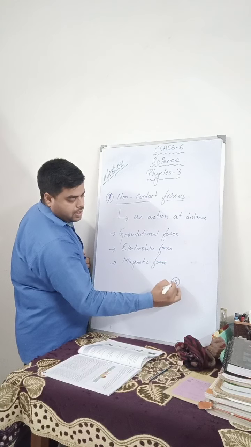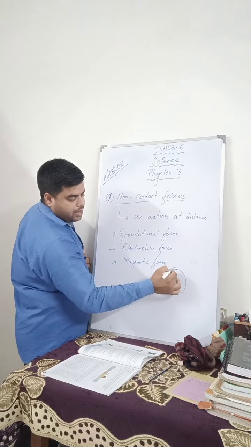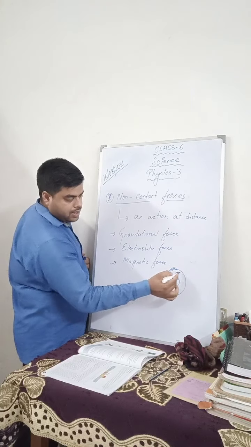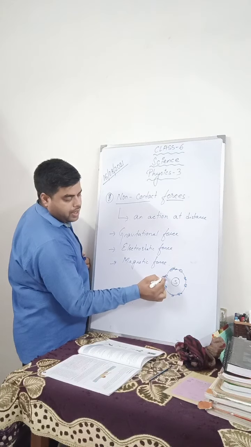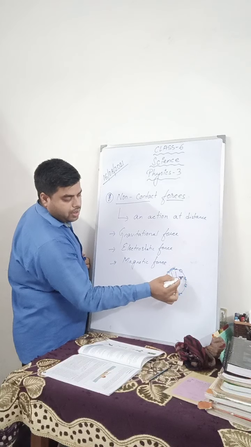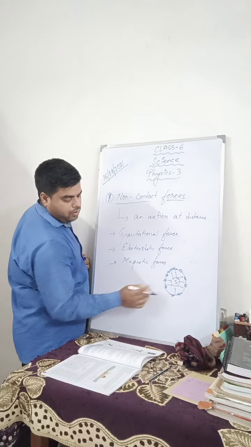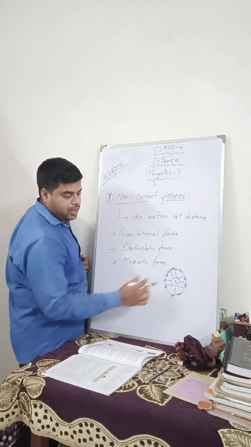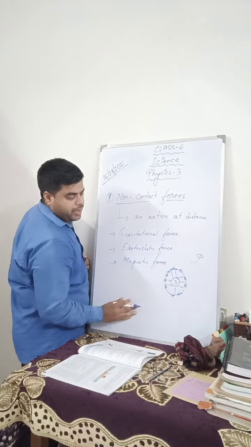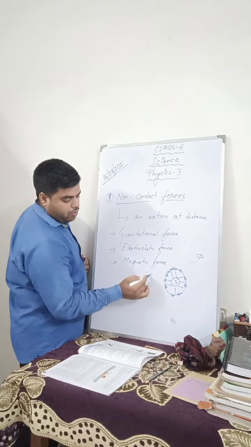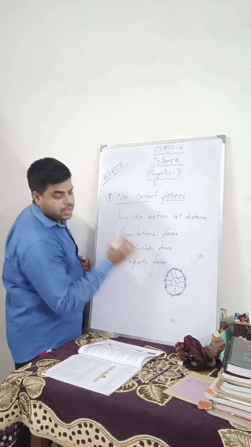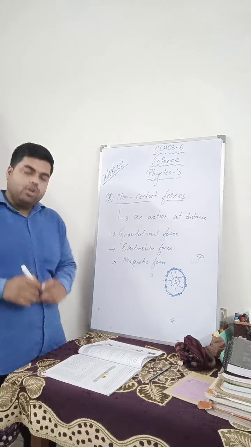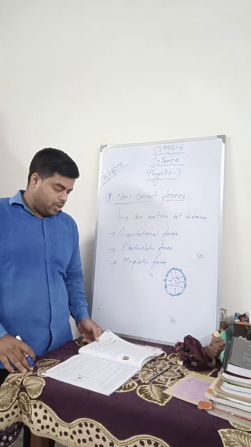Suppose this is the sun, and the planets revolve around it in a fixed orbit. This is because of the gravity of the sun. Now suppose there were no gravity. This planet would have been here, one would have been here, one would have been here. They wouldn't be revolving around the sun. So I hope you have understood.